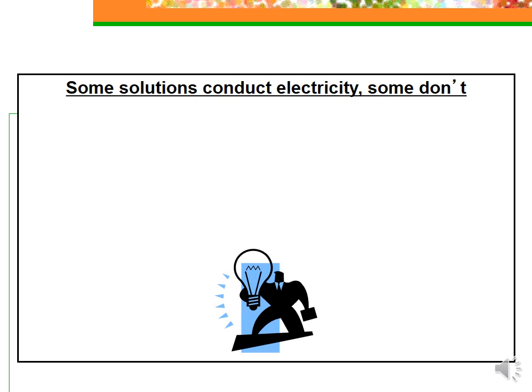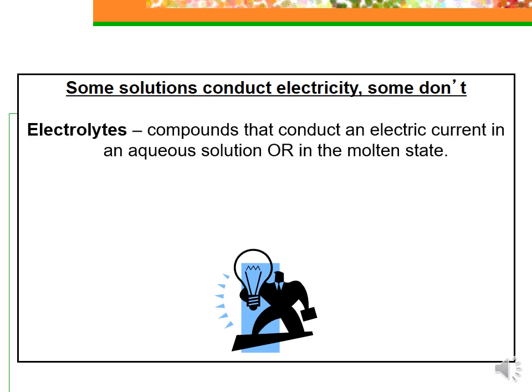Some solutions will conduct electricity, some don't. We already know this. We've talked about it before. We consider these concepts electrolytes. So electrolytes are compounds that conduct an electric current in an aqueous solution or the molten state. So when they are in a liquid format, whether they're dissolved in some sort of water or something, or they are just melted.